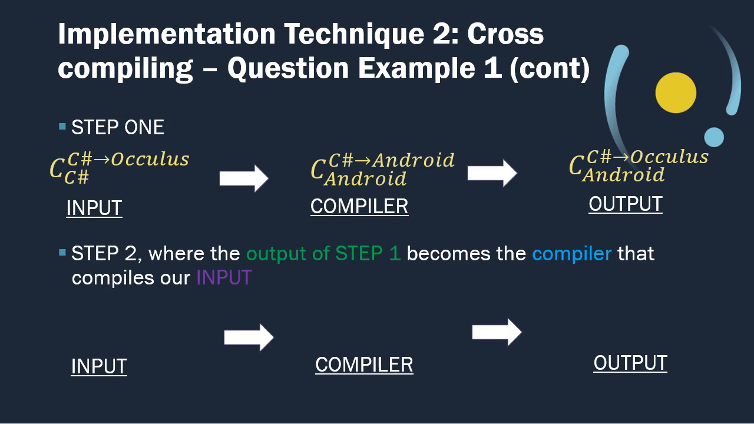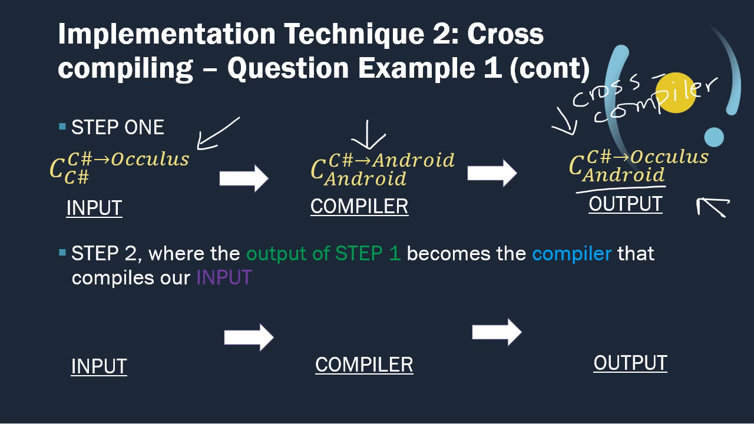So in step 1, we place the compiler that we already have inside the compiler part, and the compiler that we have written, we put into input, and we get as the output a compiler that translates from C# to Oculus Rift. However, it is written in Android. So this is our cross compiler, the output of step 1.